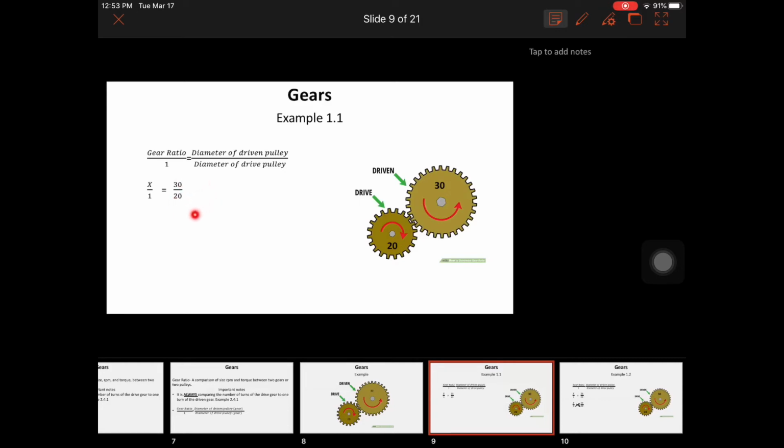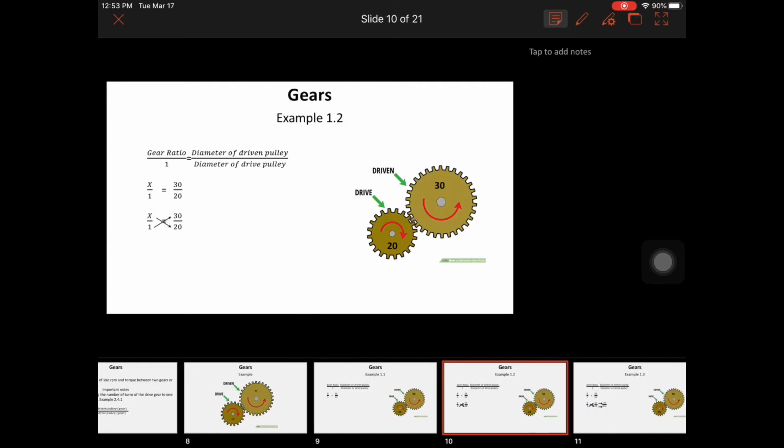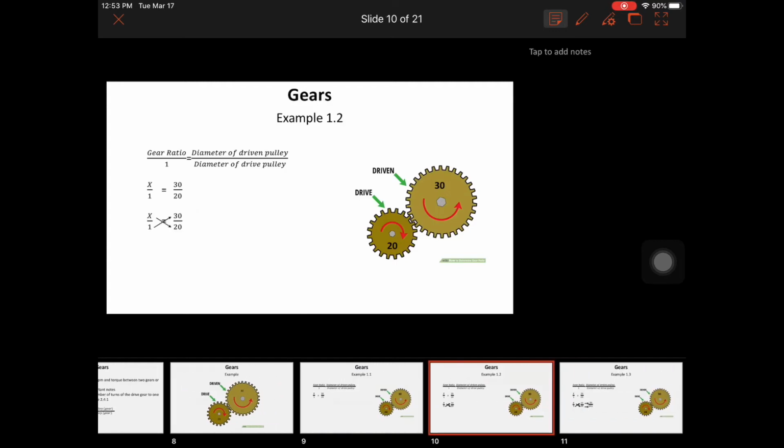Anytime we are doing this cross multiplication, we are going to cross multiply those two numbers. So we multiply 1 times 30 and put that over here, and then x times 20, which gives us 20x. Those numbers go straight across. So now we have a new equation, 30 equals 20x. We have to do the math to figure out what that is.